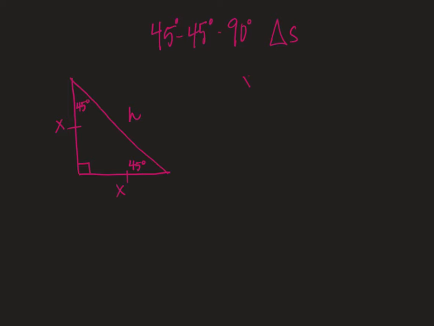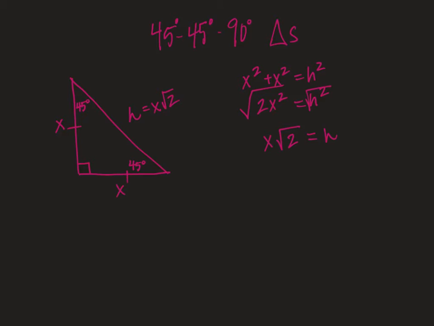squared, that would look like x squared plus x squared is equal to the hypotenuse squared. If I do a little simple algebra, this becomes 2x squared is equal to the hypotenuse squared. If I take the square root of both sides, that gives me that the square root of x squared is x, the square root of 2 I don't know, and the square root of h squared is h. So that tells me that h is the same thing as x radical 2.